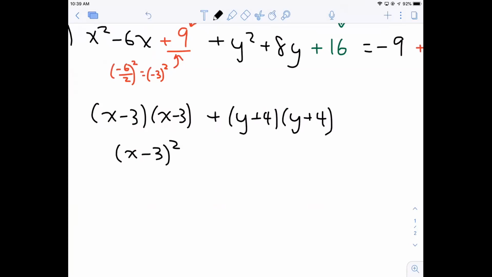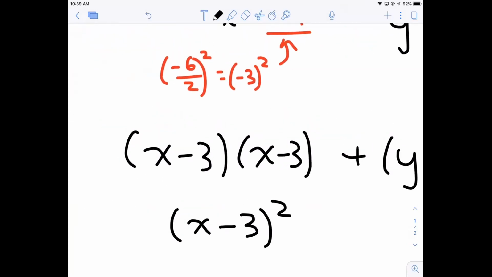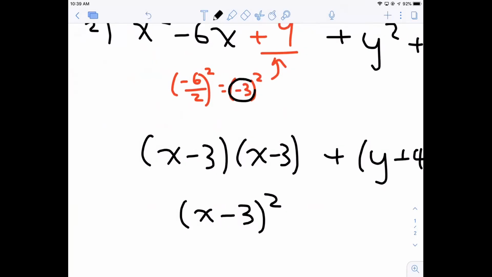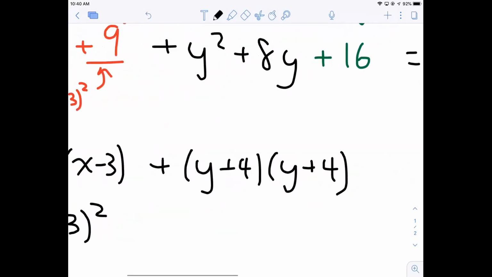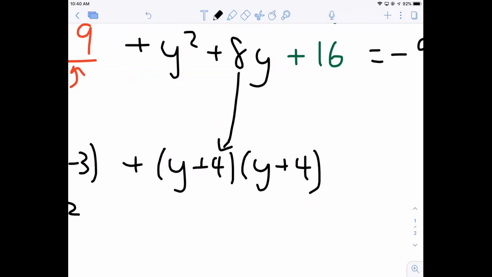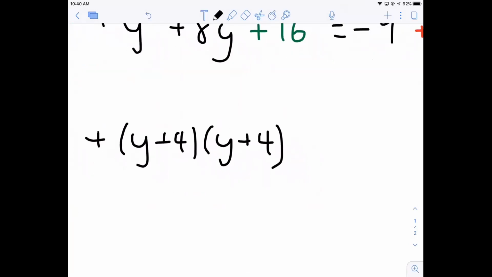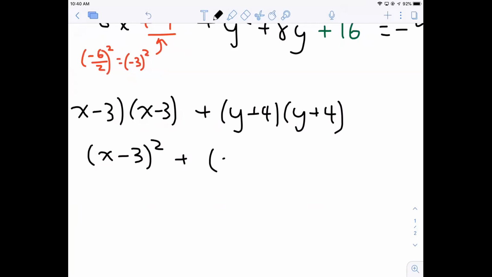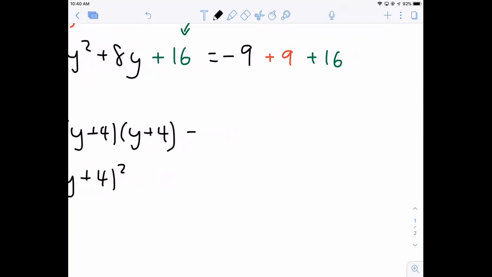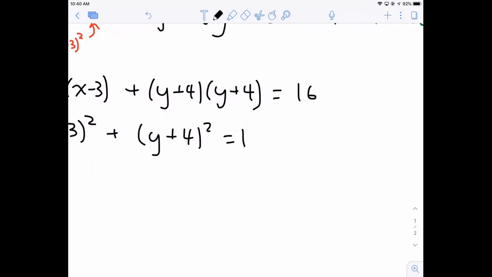By the way, a little trick, if you ever have difficulty factoring these for whatever reason, it's always going to be this number here, the number you get after you divide by 2. That b divided by 2 number is always going to be that part of the factors. We can see that here as well: 8 divided by 2 gives us the 4. So that will be y plus 4 squared equals our radius squared, which is -9 plus 9 plus 16, which is 16. And so that's equal to 16.